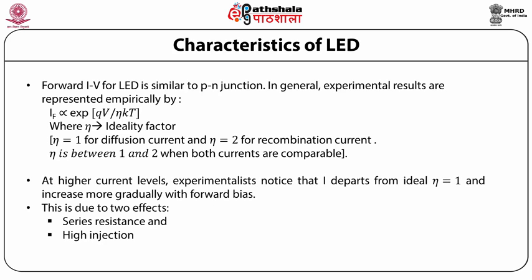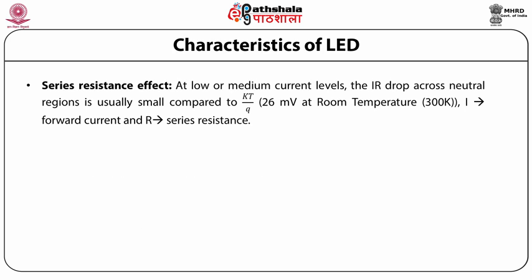At higher current levels, experimentalists notice that the current departs from the ideal eta value and increases more gradually with forward bias. This is due to two effects. First is series resistance and second is high injection. Let us first discuss the series resistance effect. At low or medium current levels, the IR drop across the neutral regions is usually small compared to kT by q, where I is the forward current and R is the series resistance.